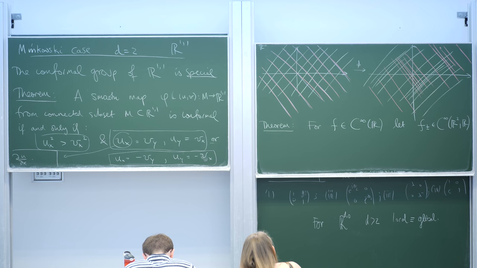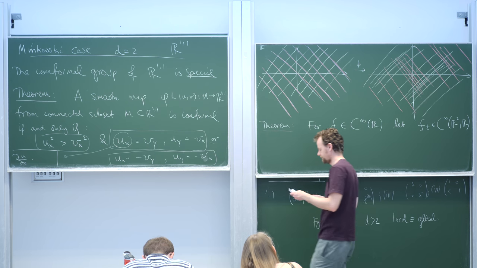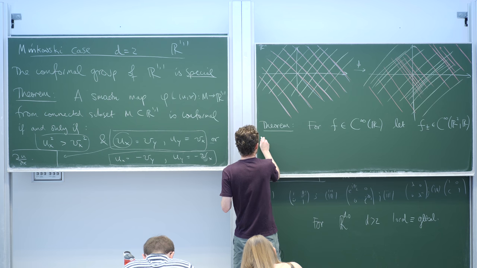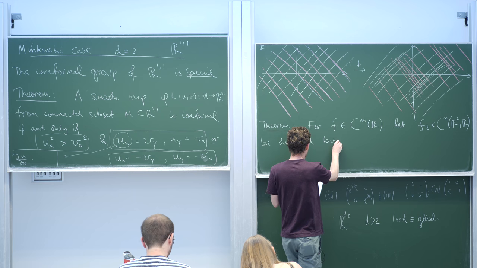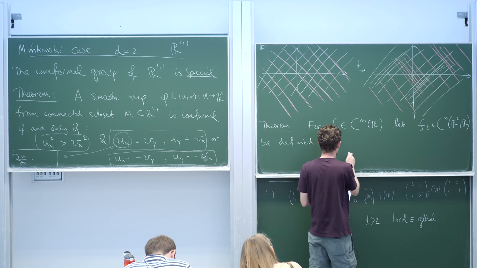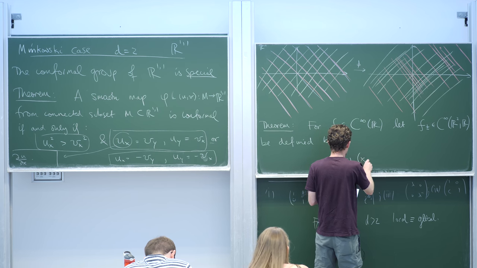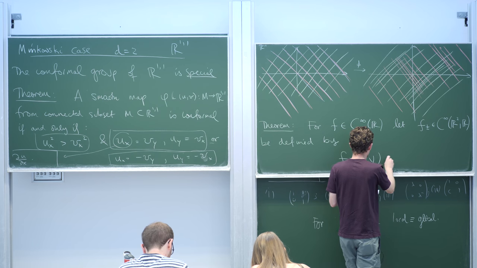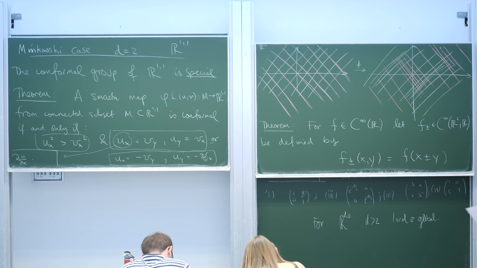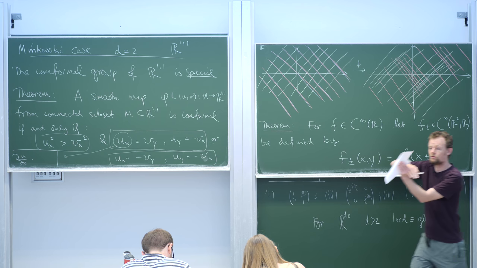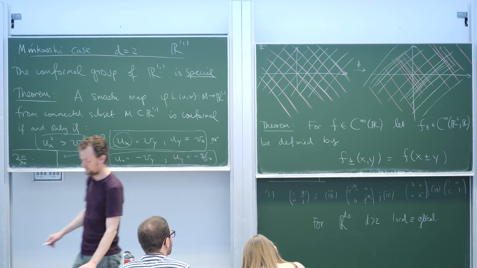So the way it works is we're going to go to light cone coordinates. That's what most of this theorem is going to be about, just translating to light cone coordinates. There we go. We've just gone to light cone coordinates: x plus y, x minus y. These are the two coordinates that label a location on a light cone grid.